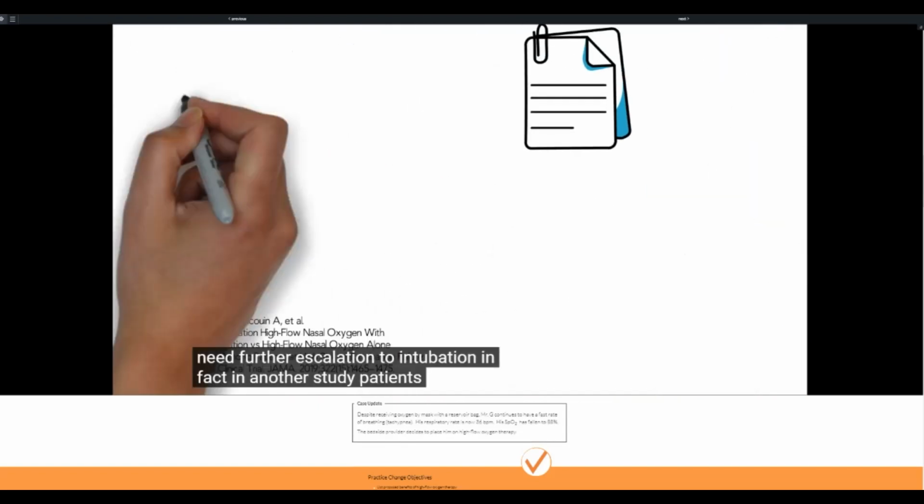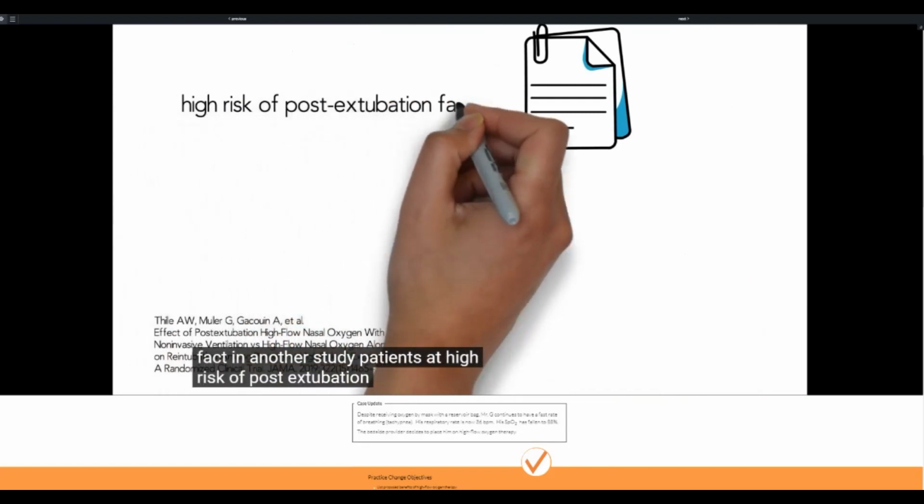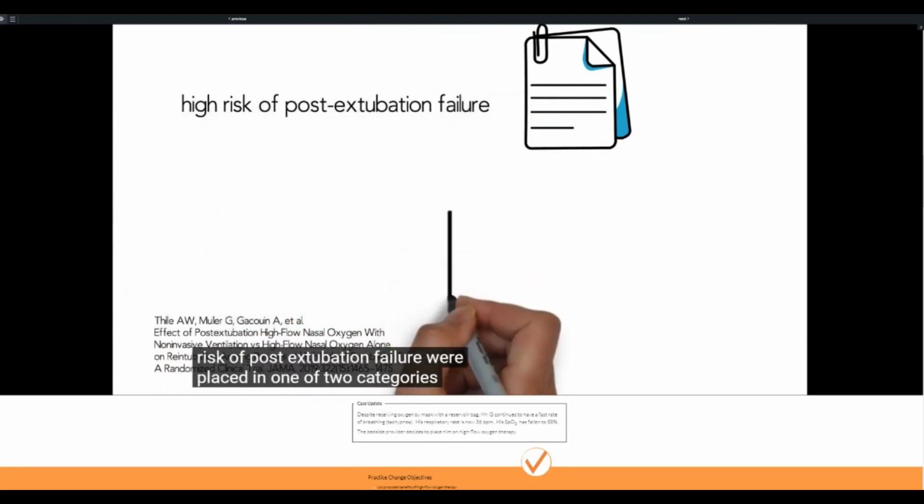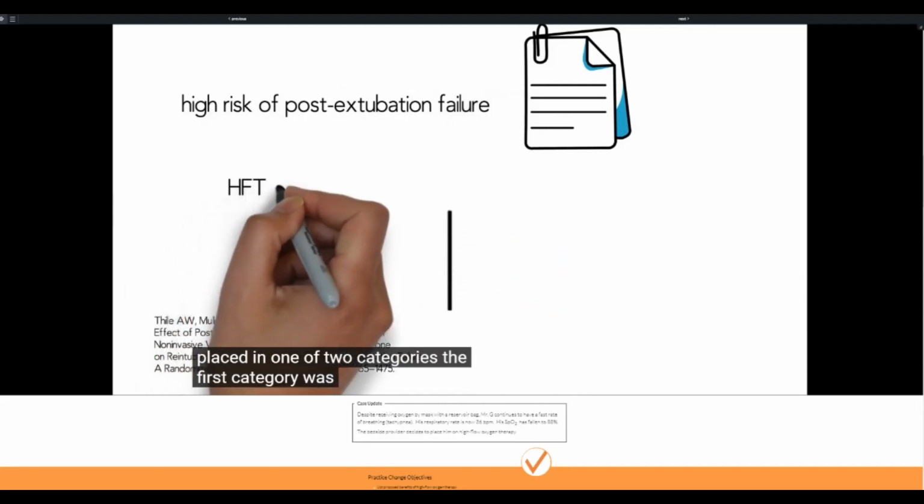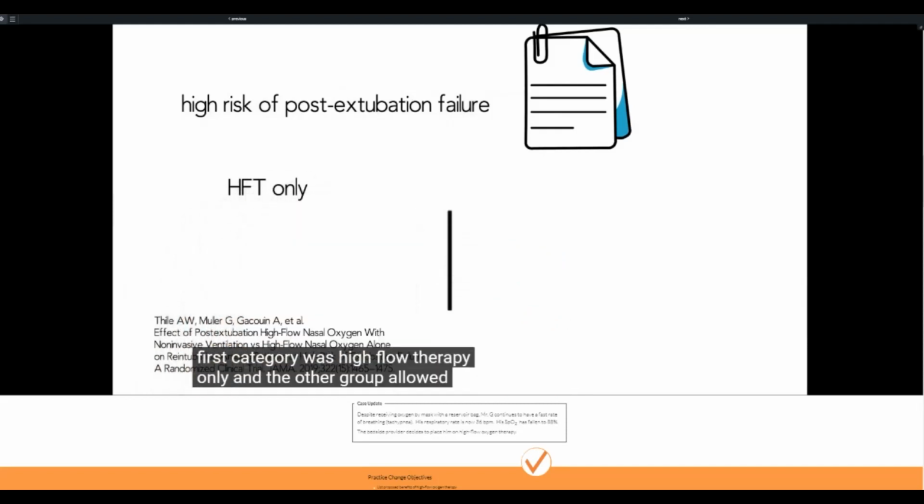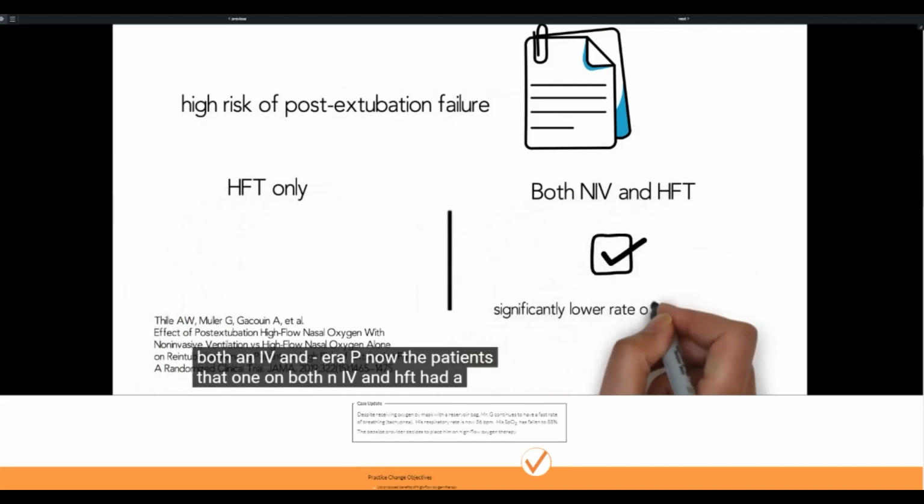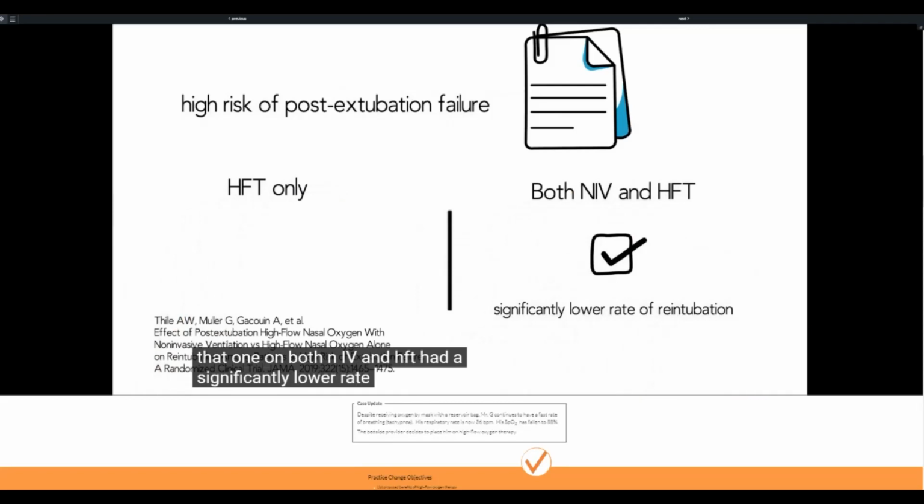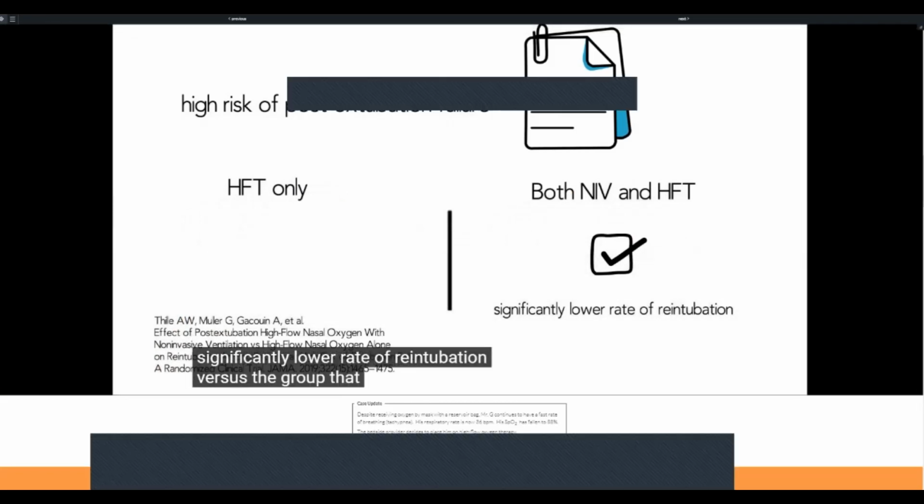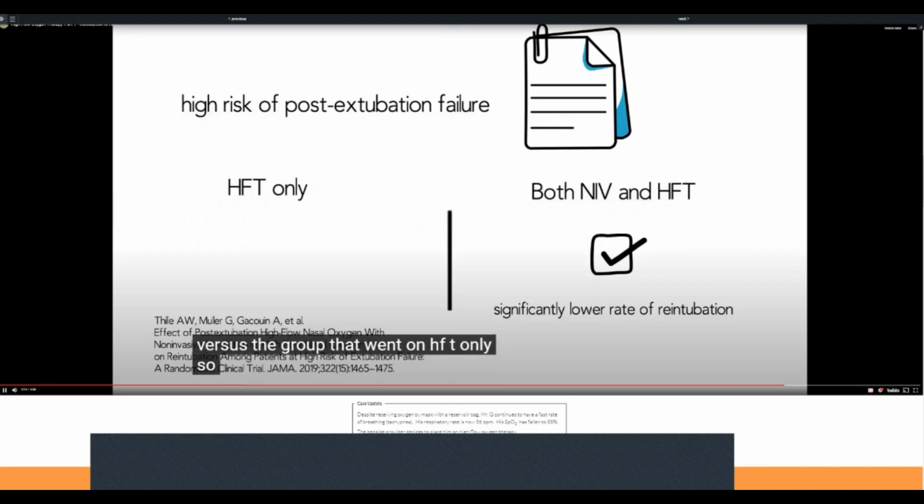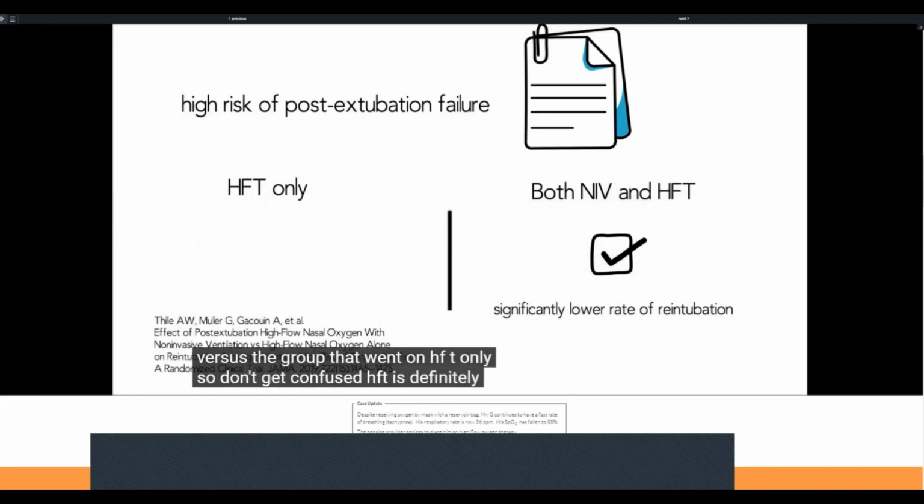In fact, in another study, patients at high risk of post-extubation failure were placed in one of two categories. The first category was high flow therapy only, and the other group allowed for both NIV and high flow therapy. Now, the patients that went on both NIV and HFT had a significantly lower rate of reintubation versus the group that went on HFT only. So don't get confused. HFT is definitely not mask-free NIV. But it is a great tool to treat patients with oxygenation issues who are in respiratory distress.